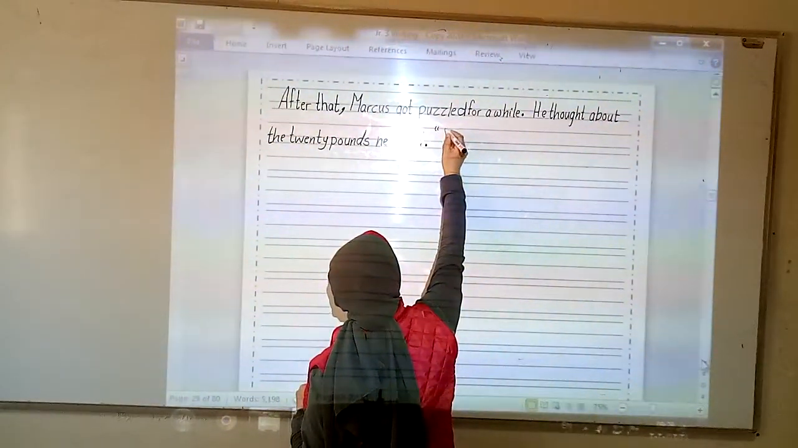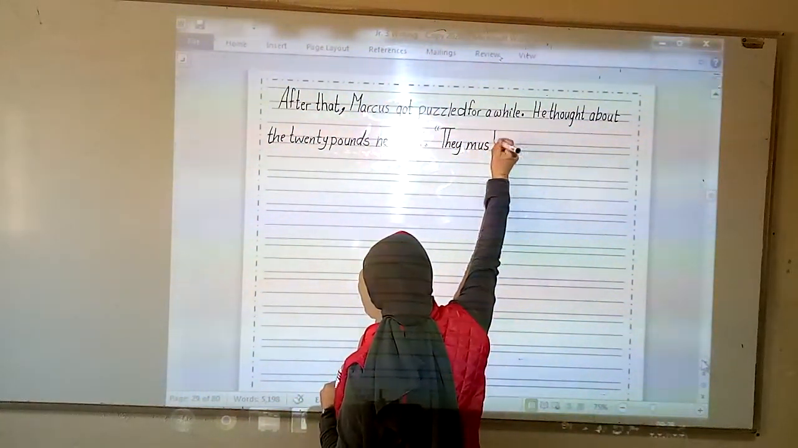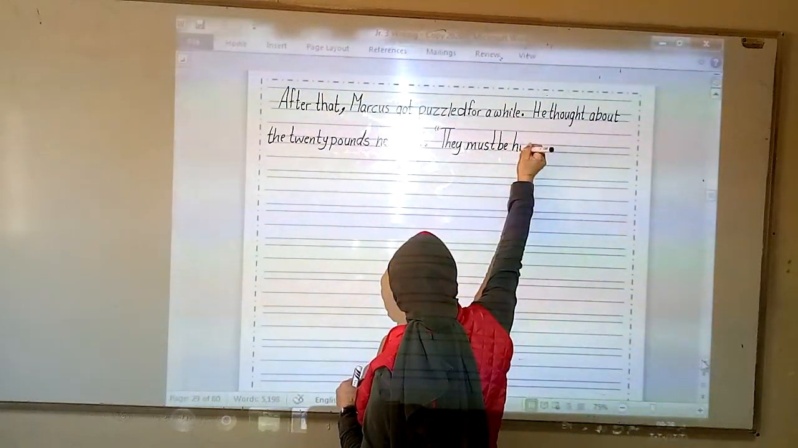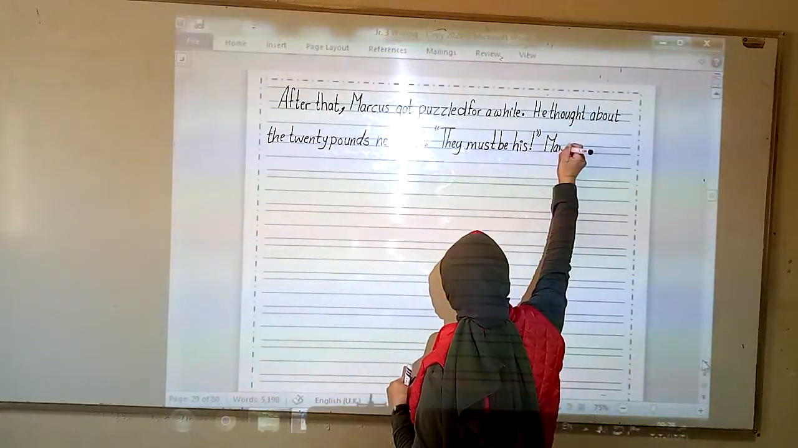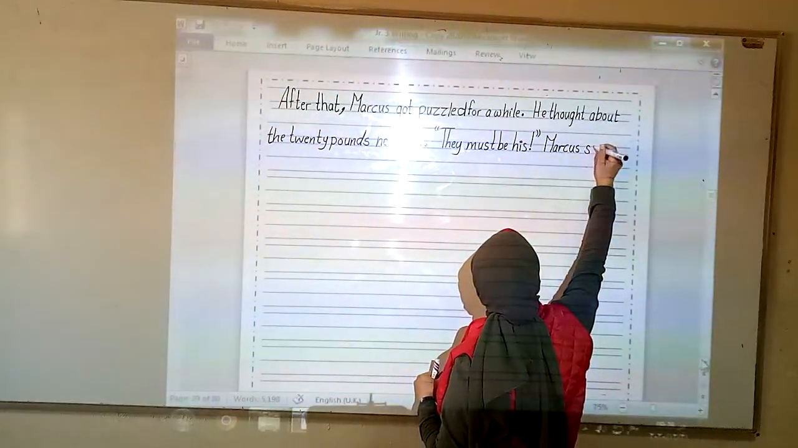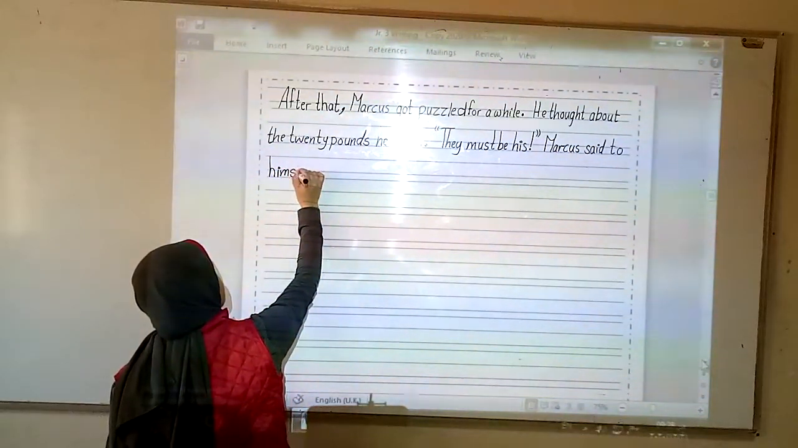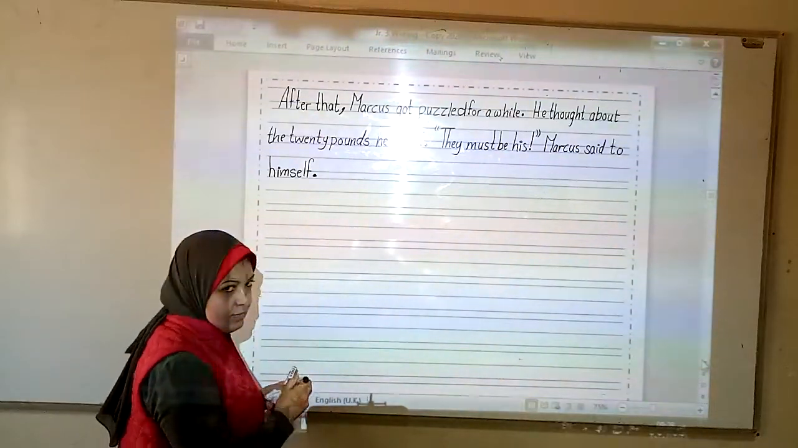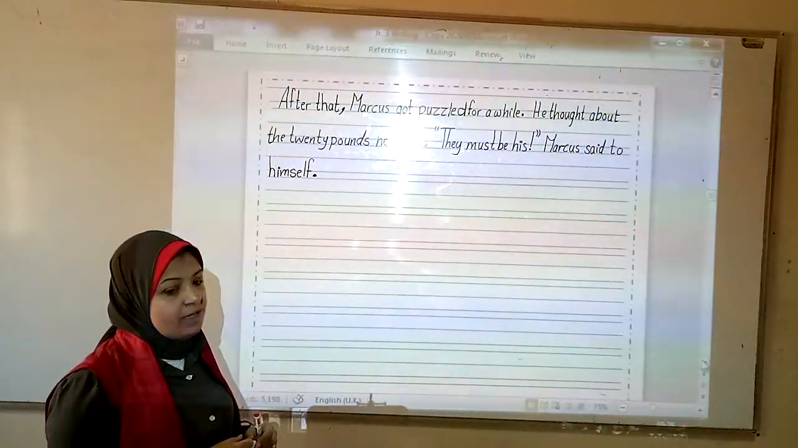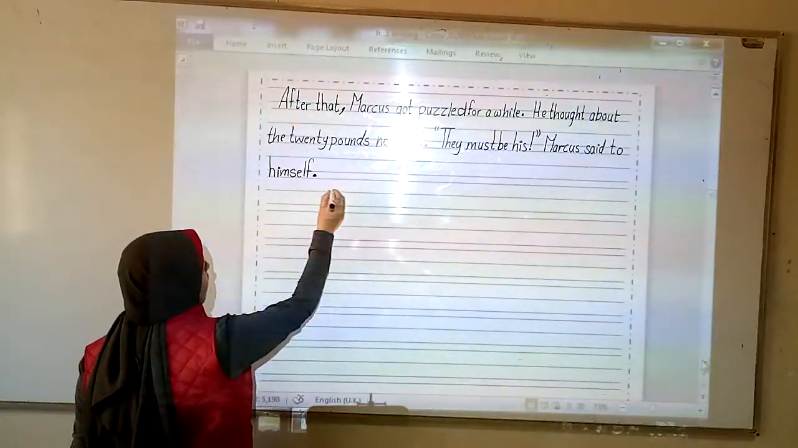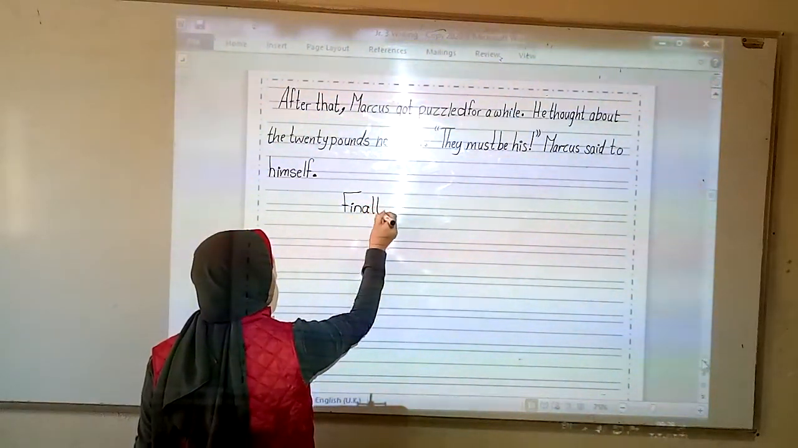Look what we're reading here. Quotation marks. They must be his, Marcus said to himself, when he thought. You know, when you hear something, you keep talking to yourself in your mind. They must be his. Okay? We are going to leave a space for the third paragraph and write finally to end up the story.